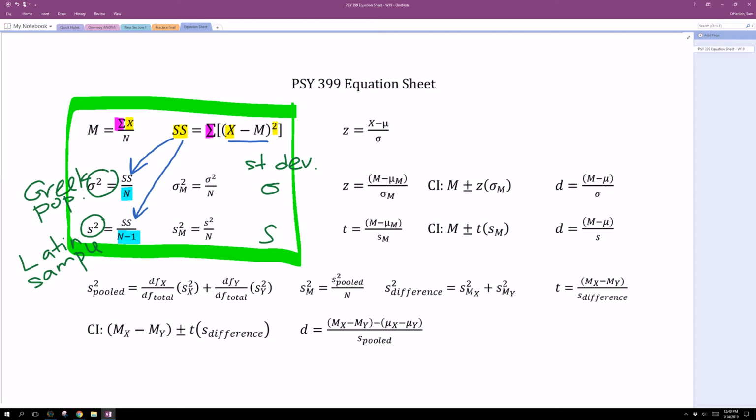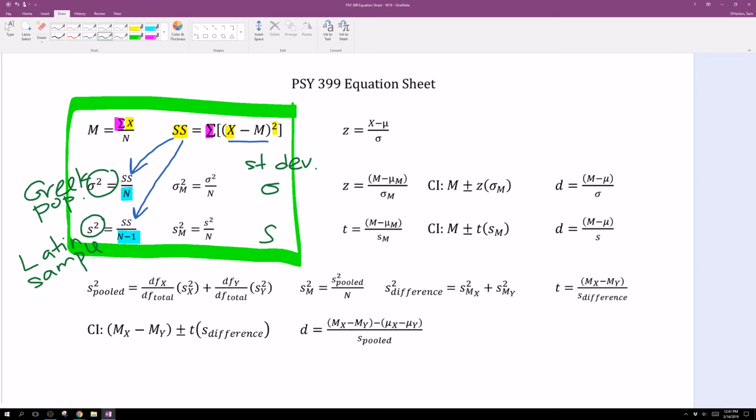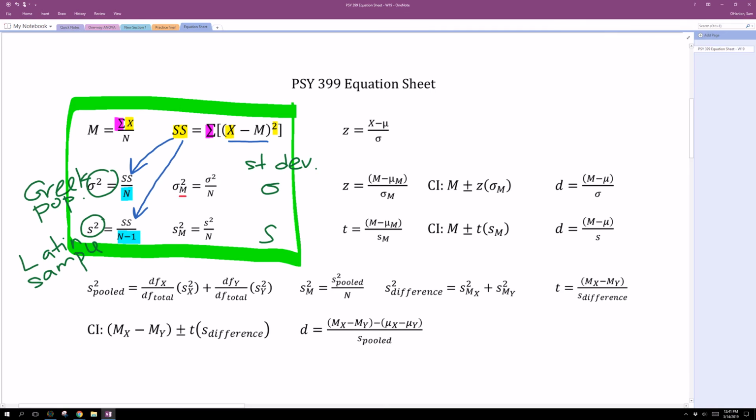Okay. Now, in many cases, rather than working with a distribution of scores, we're working with a distribution of means. So that's what this subscript m means. The subscript m means distribution of means. Now, to convert the variance of a distribution of scores to the variance of a distribution of means, you divide by n, right? You divide by your number of scores.